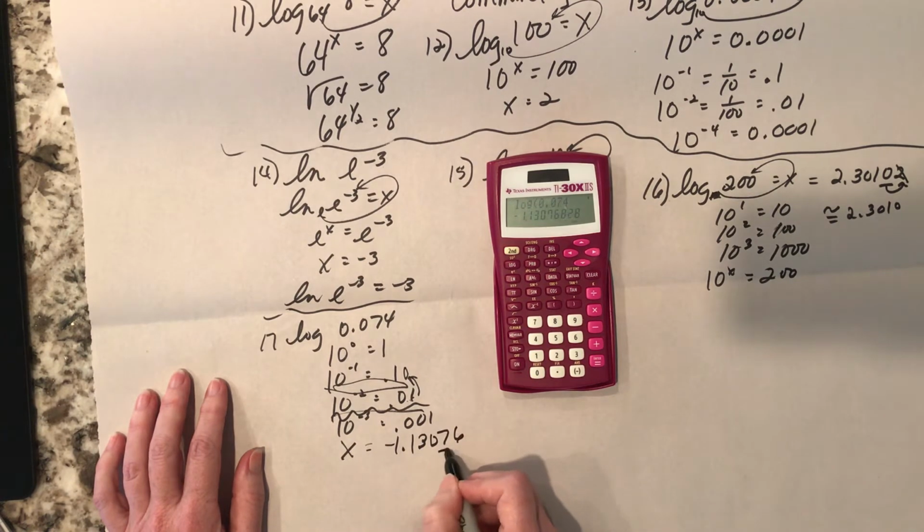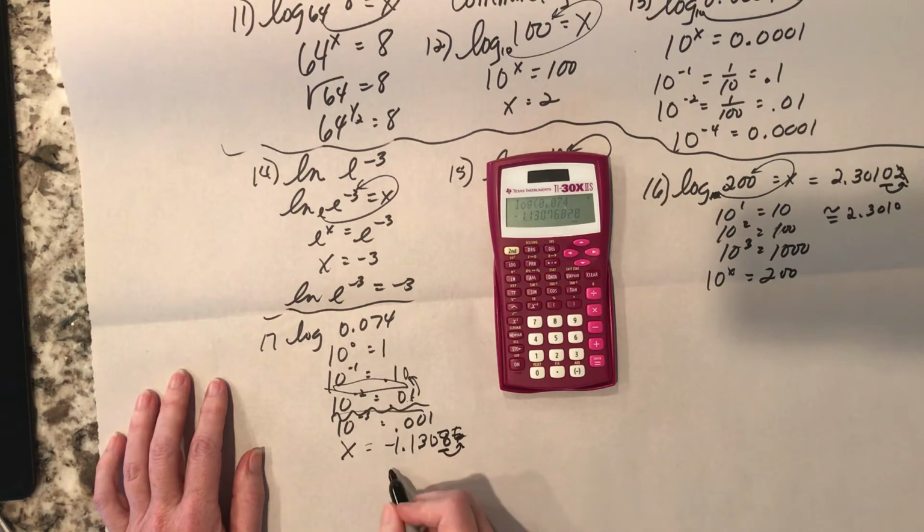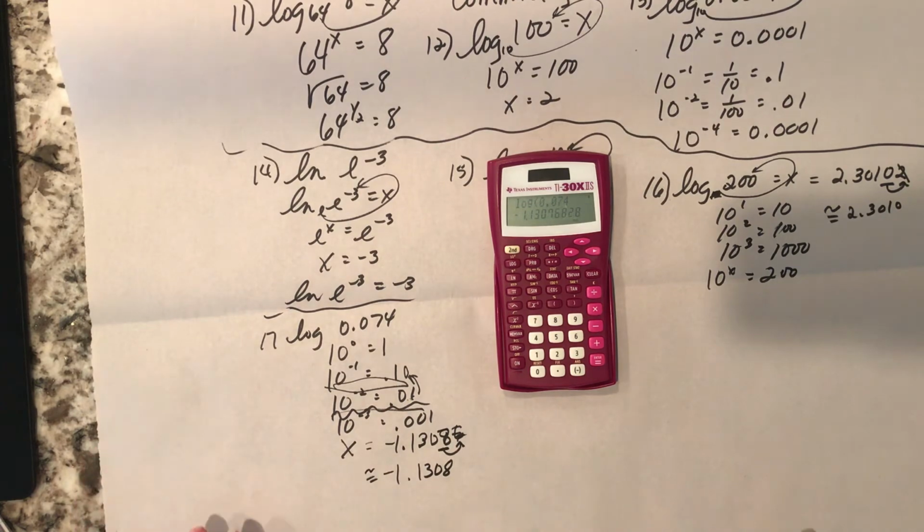So the common log of 0.074 is -1.13076. There's our 4th number past the decimal. 6 says go up, so this becomes an 8, and that goes away. So -1.1308 approximately. We've rounded it, so all that indicates.